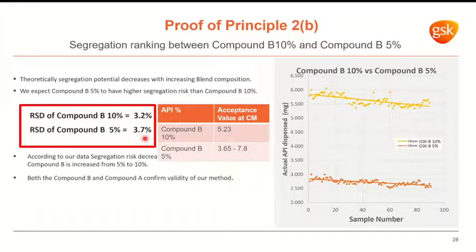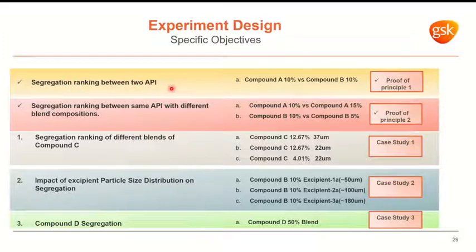So again, all these three things, the segregation ranking between two APIs as well as the segregation ranking between the same API with different blend compositions, both from compound A and compound B, all these three experiments basically validate our method, and now we know that our method can be used to study the segregation risk.